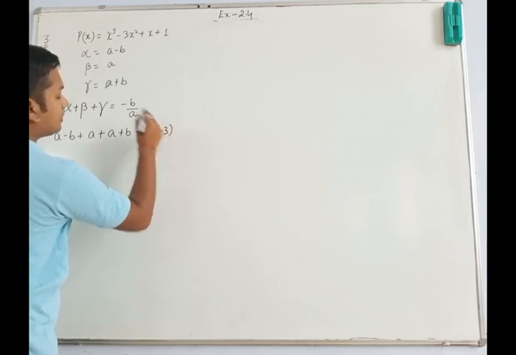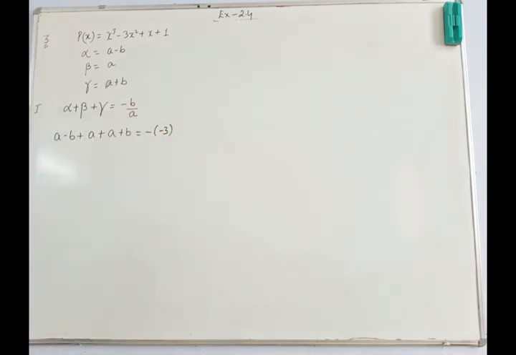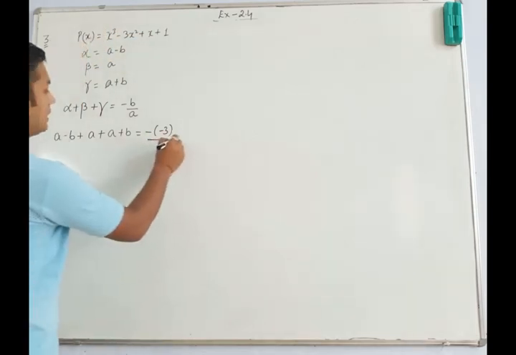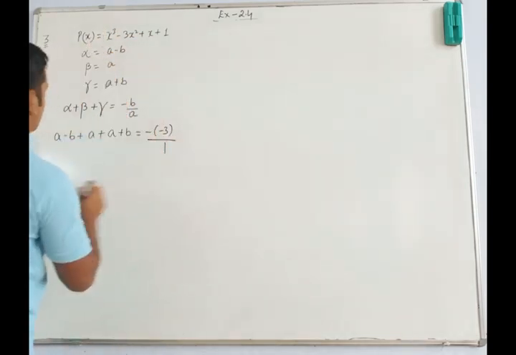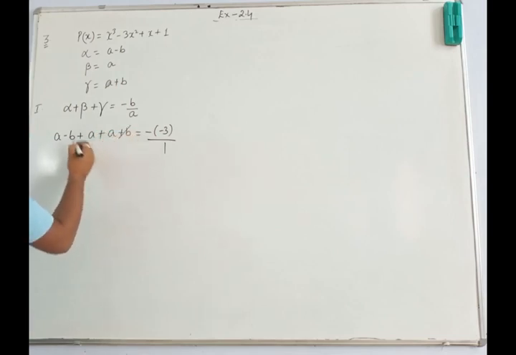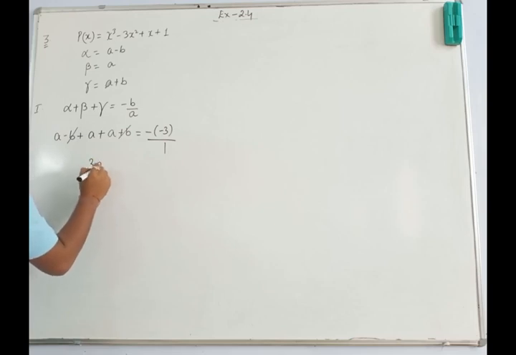As we will be comparing it with the standard cubic equation, ax cube plus bx square plus cx plus d, so bx square is the term, so b is minus 3 upon a. A is what? 1 in it. Now this minus b and plus b will cancel out. A plus a plus a will give you 3a equals to minus and minus give you a plus of 3. So you will be getting the value of a as 1. Now we have found out the value of a.